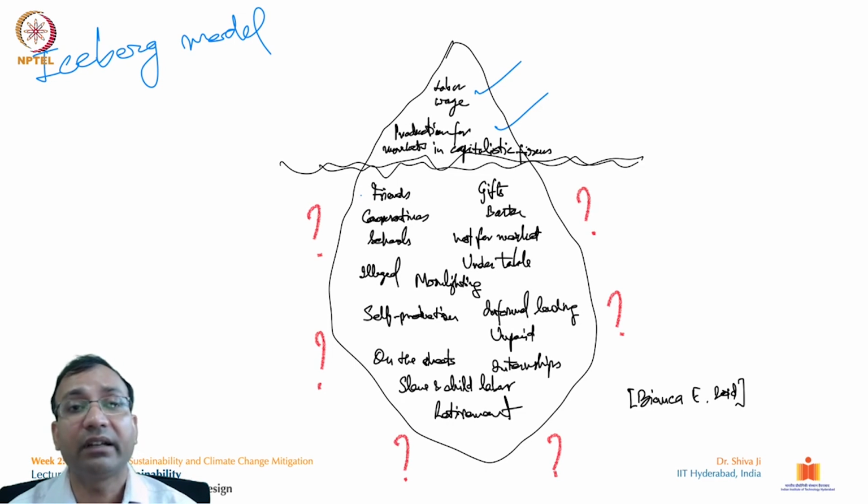You can read from here how things happen when someone is unpaid, or when something is happening not for the market. Somewhere something is happening through barter, somewhere through gifts. Something is happening in an illegal way, or someone is doing self-production. So how do things actually work in a society with such things? For example, the last one you see is about retirement.